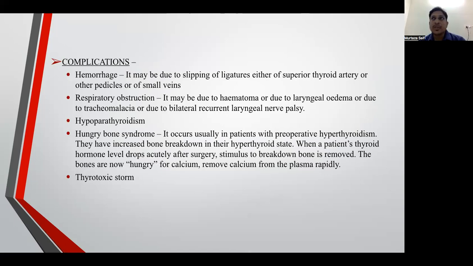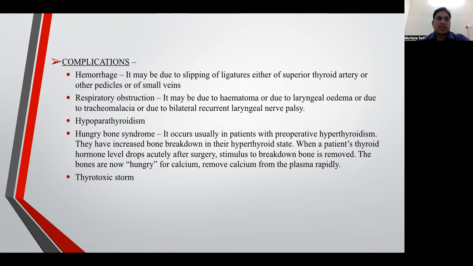Now, here are some complications, some specific to the thyroid and some general complications of having surgery. Hemorrhage may be due to the slipping of ligatures either of the superior thyroid artery or other pedicles or of the small veins. This is very common. Then respiratory obstruction. It may be due to hematoma, laryngeal edema, tracheomalacia or bilateral recurrent laryngeal nerve palsy. The main cause is the hematoma, because of its compression effect.